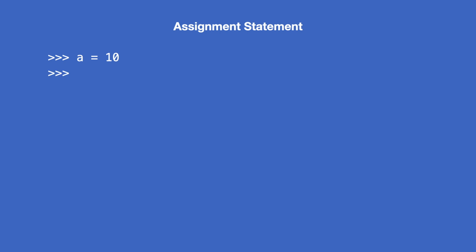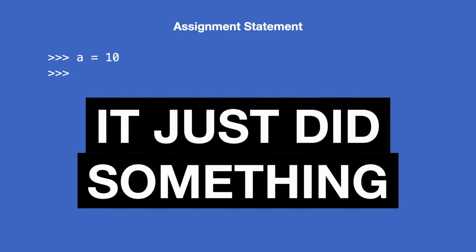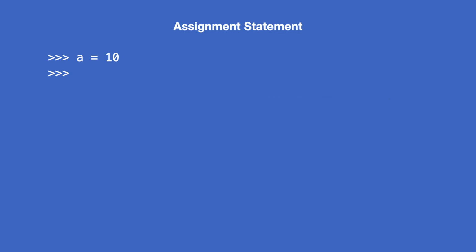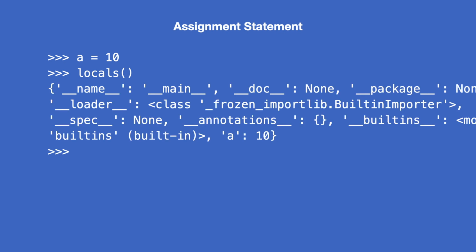Python accepts the statement but does not show a result. The assignment statement did not evaluate to something. It just did something. So what did it do? You can see that by calling the built-in locals function. You are looking at the current namespace, and I'll get back to that later. For now, it is important to see what Python did. Name A was created, and value 10 was assigned to it. So I repeat, the statement did something. In this case, it created a key value pair in the current namespace.